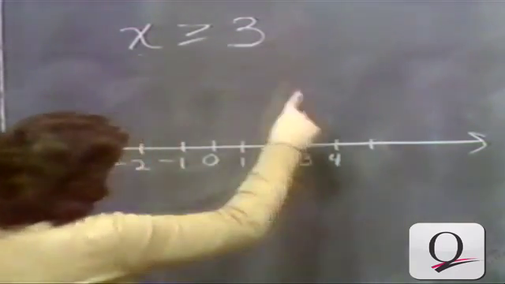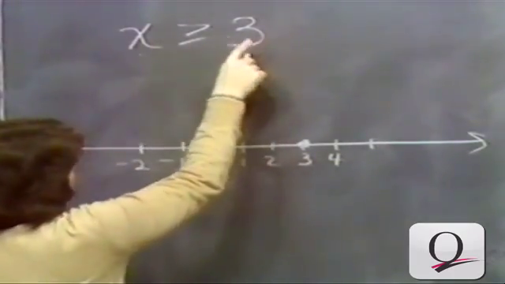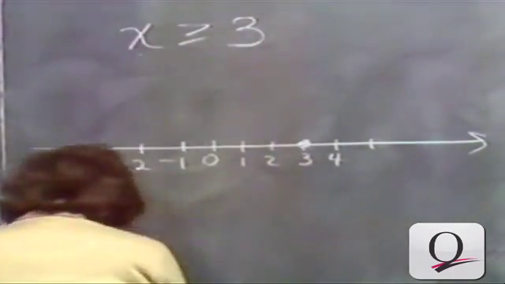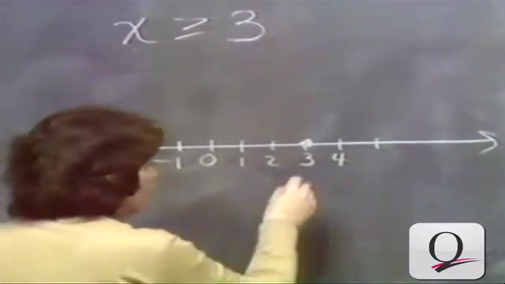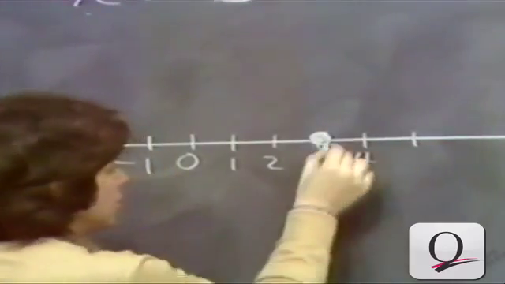And then we would want anything larger than 3. 4 is greater than 3. 3.5 is greater than 3, and so on. So we can indicate this in this manner. We fill in a circle here at 3 to indicate that 3 is acceptable, and then we move off to the right like this. Okay?